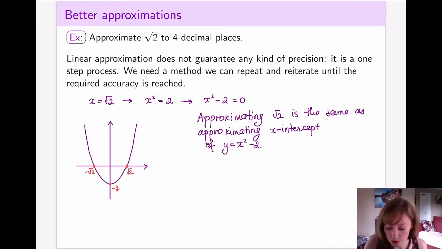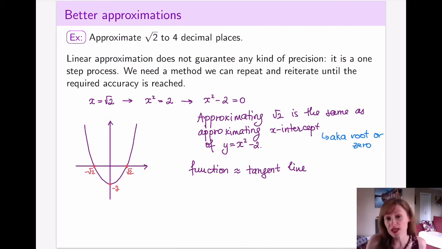Okay, so this is what I just said. I would like to note here just the vocabulary. We use the words x-intercept or root or zero interchangeably as they all mean the same thing. Now, if I would like to approximate square root of 2 being the x-intercept of this function, again, the best idea we had last time was the fact that a function or a curve is very well approximated by its tangent line as long as I'm close to the point of interest. And it's the exact same idea that we're going to take through this method as well.